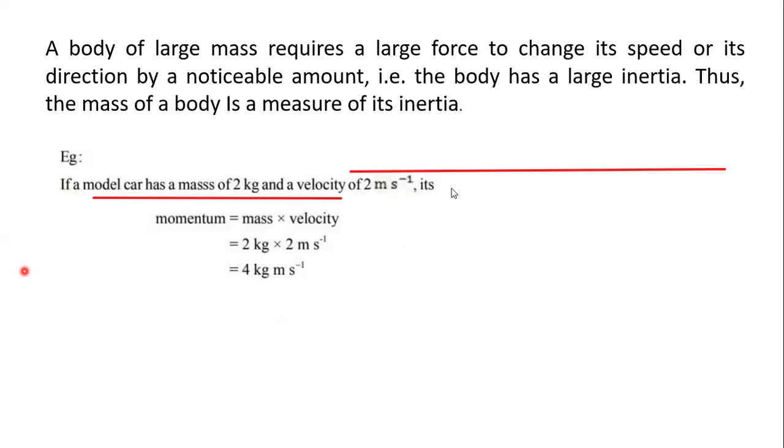As I discussed earlier with the example of a moving train and a tennis ball thrown by a 5-year-old, a large mass requires a large force to change its speed or its direction by a noticeable amount, right? So the body has a large inertia, thus the mass of a body is a measure of its inertia. For example, if a toy model car has a mass of 2 kilograms and a velocity of 2 meters per second, the momentum is going to be 4 kilogram meters per second.